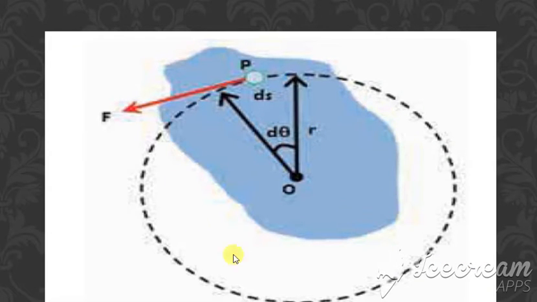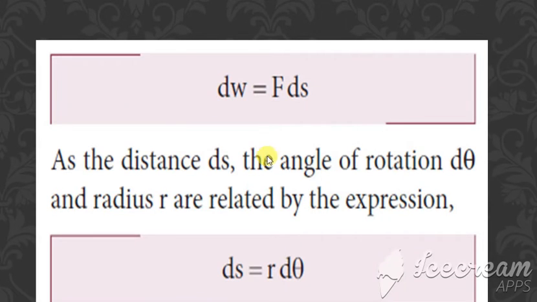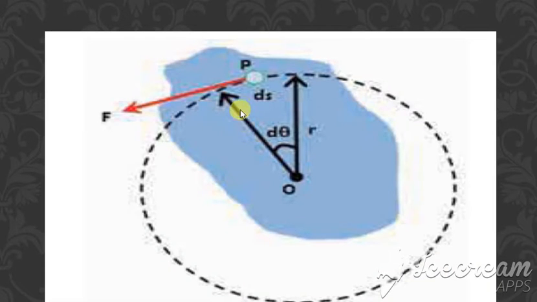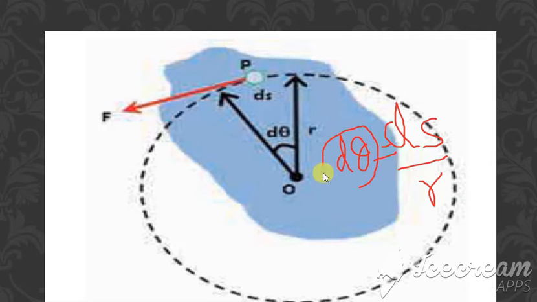Before that, let us consider this to be the object, and this is radius r. This has a displacement which is ds, and this is the angle d theta. Here is a force. Formula is dW is equal to F into ds, and from this diagram this angle is equal to this divided by this. So d theta is equal to ds divided by r, because sin theta is equal to opposite by hypotenuse. For any angle, that is equal to the opposite side, which is ds, divided by r.